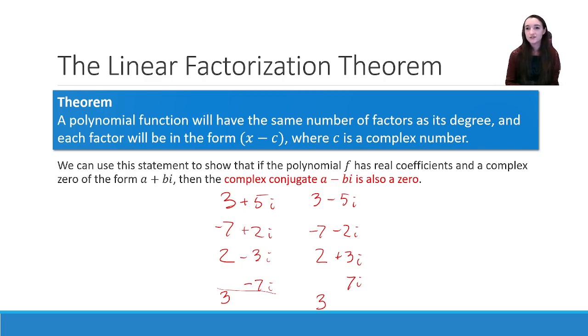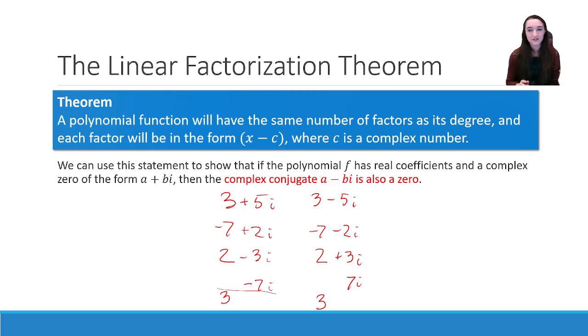But if we have a 0 at 3, we have a 0 at 3. Nothing changed there. It doesn't mean we have one at negative 3. We've seen plenty of examples where that wouldn't be true, so we know that isn't true. So this only works when you have that imaginary term.